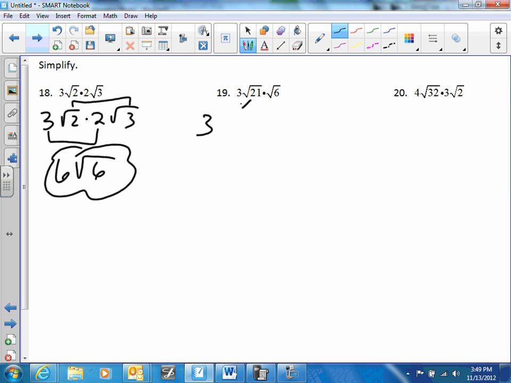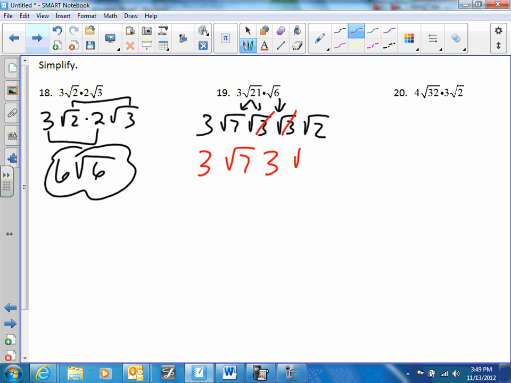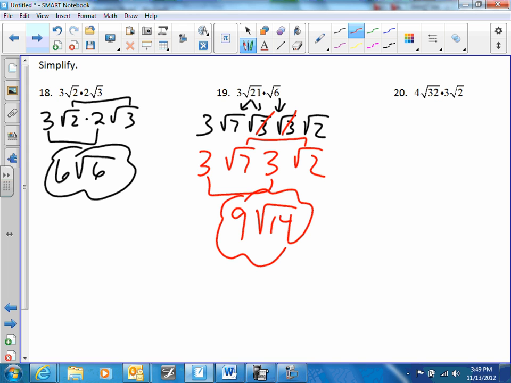3 square root of 21 is the square root of 7 times the square root of 3. Square root of 6 is the square root of 3 times the square root of 2. Notice when you multiply a square root times itself, that equals 3. So bring down your 3. Square root of 7 times square root of 2, that's 9. Square root of 7 times square root of 2 is the square root of 14. And there's your answer.